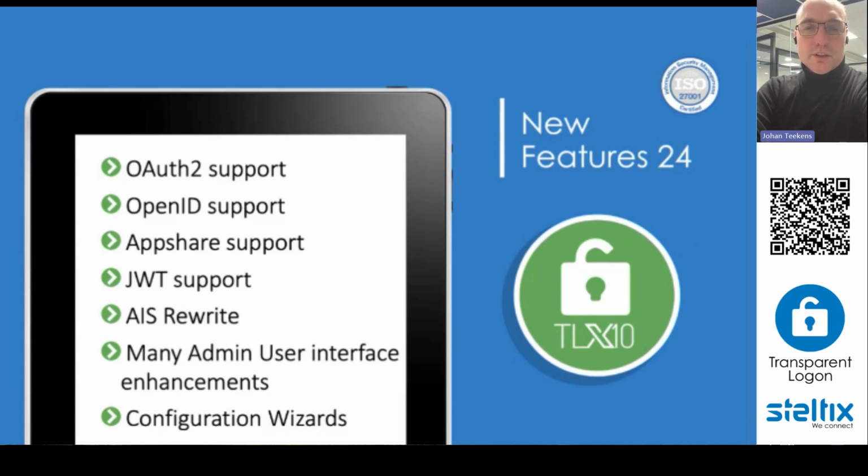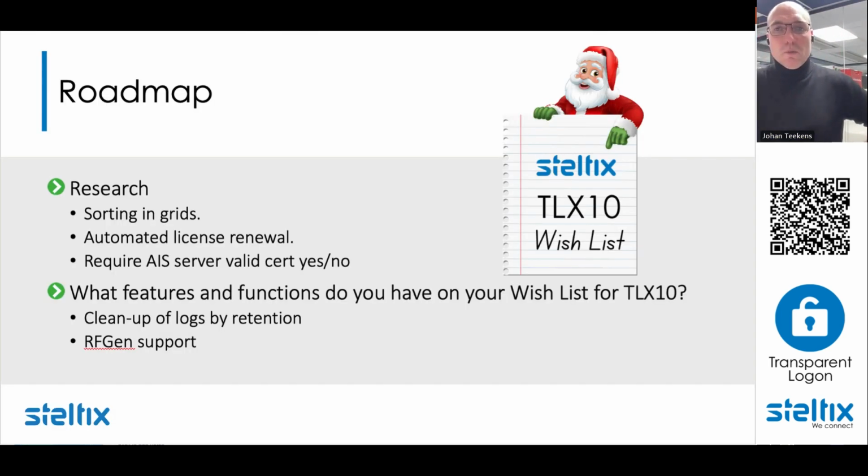I'll quickly go over the new features. So OpenID, OAuth, app share integration, JWT, rewrite of AIS, the admin interface. We did a lot of improvements and configuration wizards. We just need to finish this project first. It went online on the website, I think halfway September. We found a couple of minor bugs. They went on the website today. So I think we're pretty much done with this version of Transparent Logon.